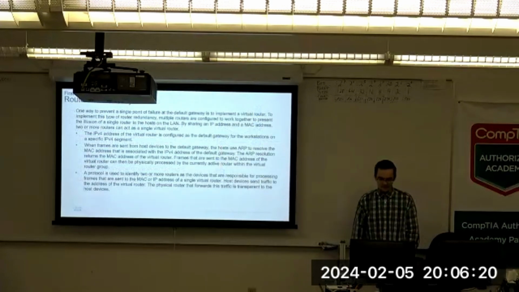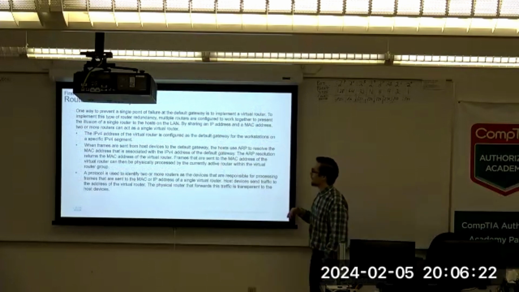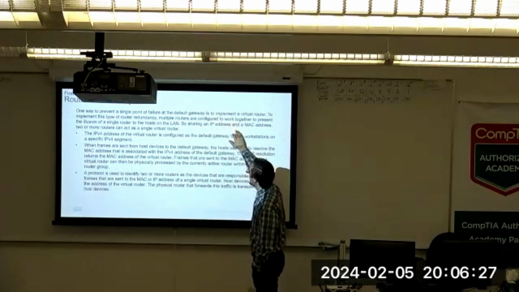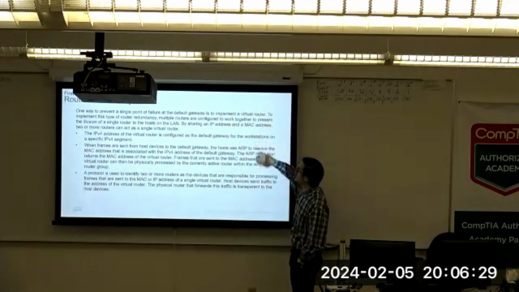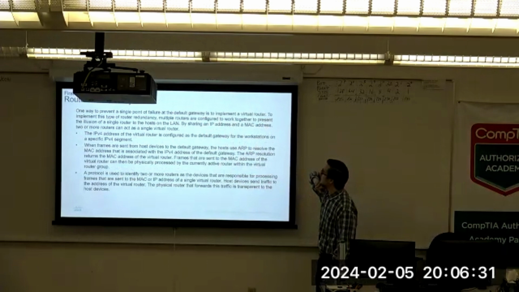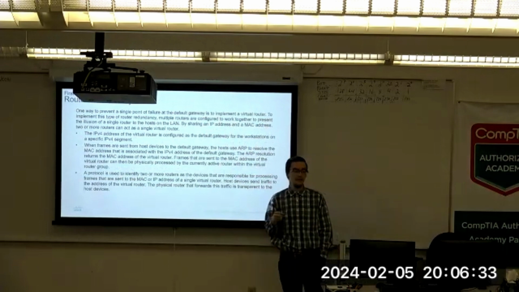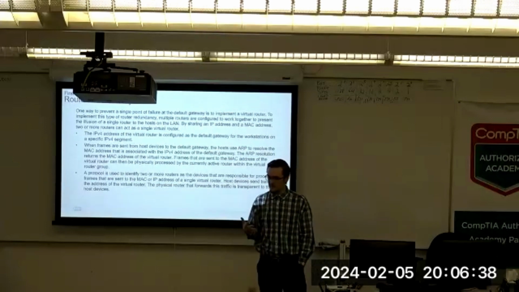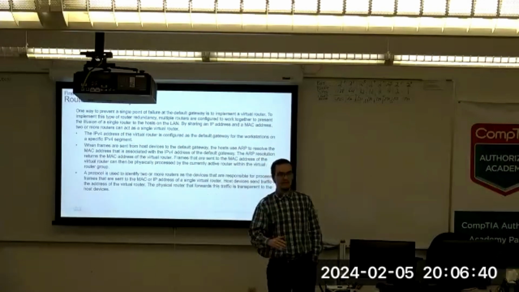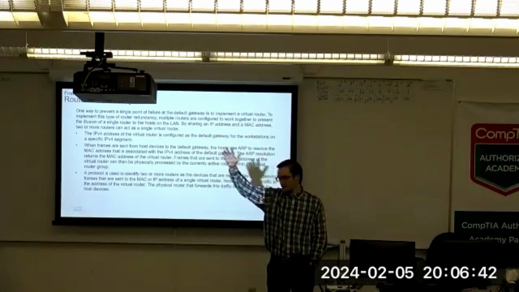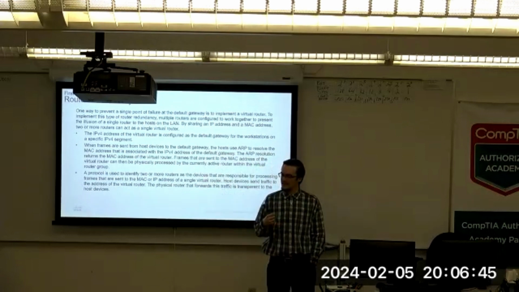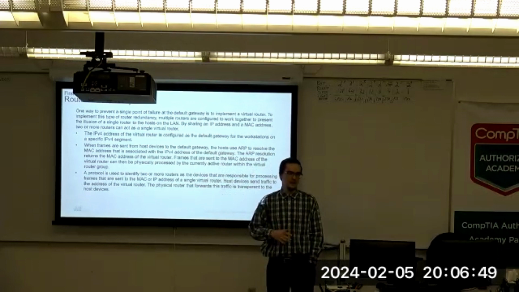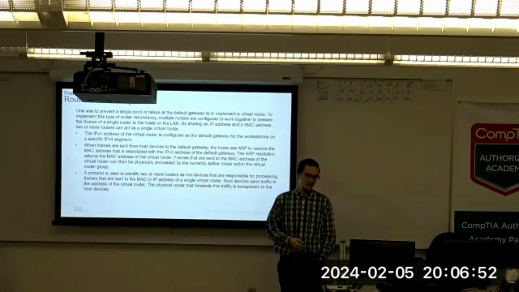All right. So I know this is a lot of reading, but I'll do it for you. One way to prevent a single point of failure at the default gateway is to implement a virtual router. Yes, absolutely. If your router is virtual, in some cases it could be a virtual machine. When something's a virtual machine, you can save it to a file. You can save that file in multiple places. You can create snapshots so that you can play around with the configuration like it's a video game. Just go back to the last snapshot if you screw something up.